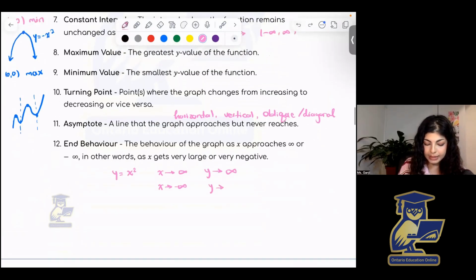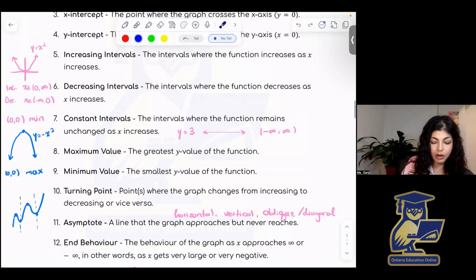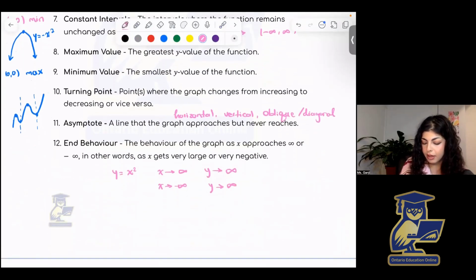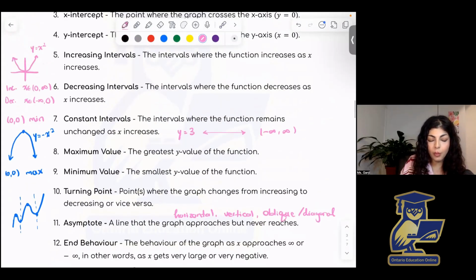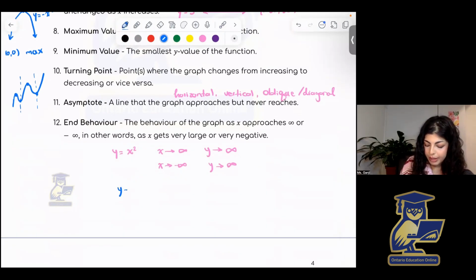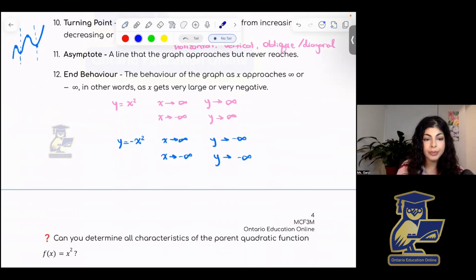Or sorry, as x approaches negative infinity, we're actually going towards y equals infinity as well. Our output values are increasing. However, for y equals negative x squared, as x approaches infinity, y goes towards negative infinity. And same, as x goes towards negative infinity, y is also going towards negative infinity because of that negative there.